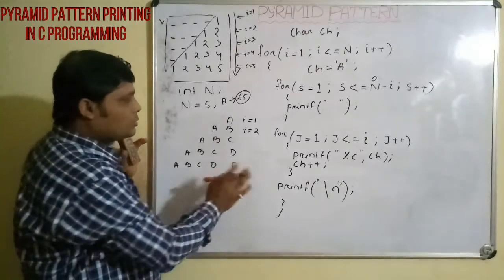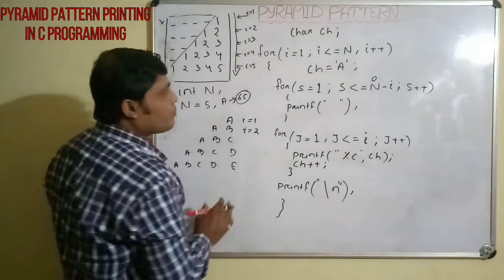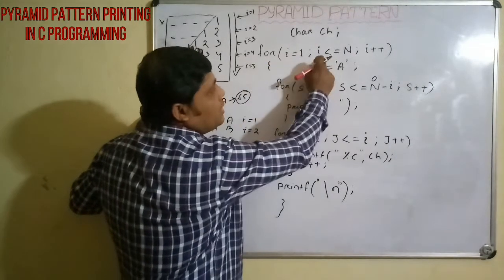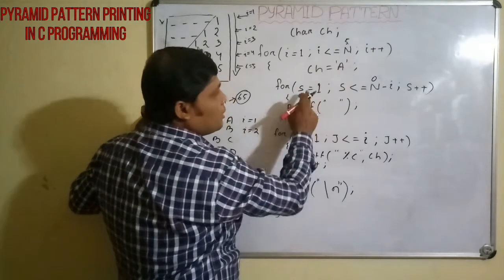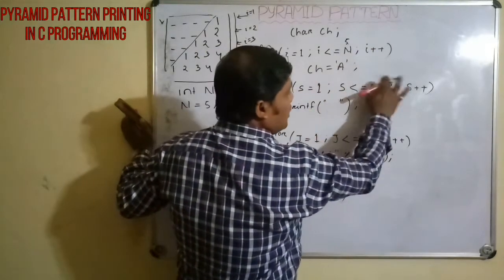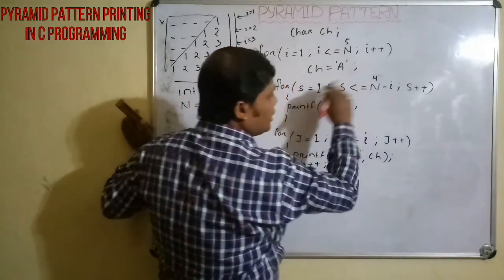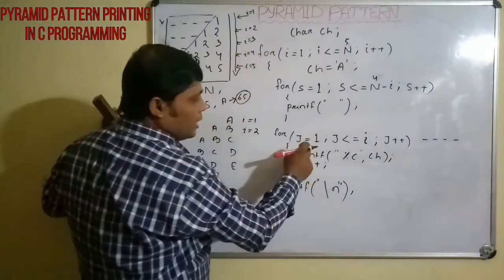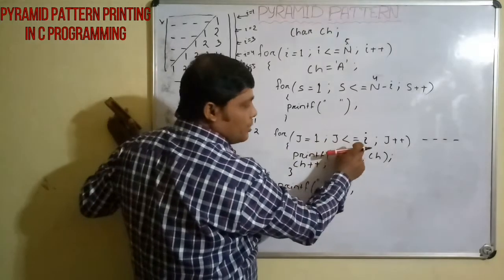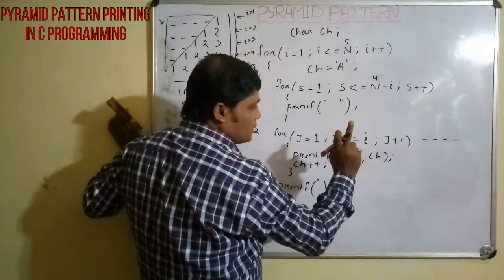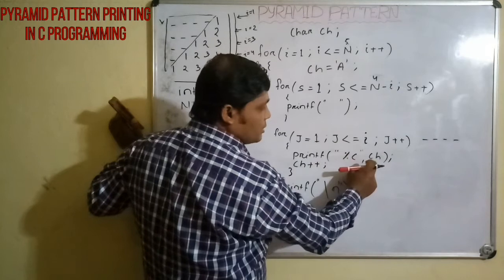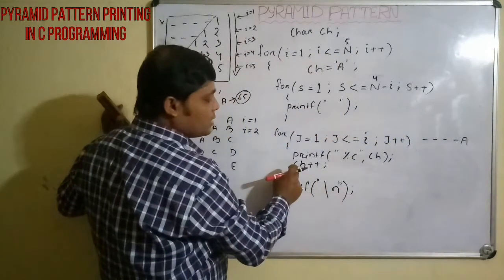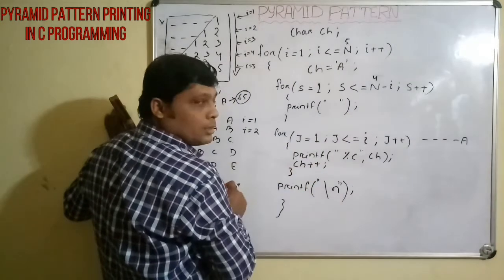Here. Now just see what it is printing. For I equal to 1, first time, I less than equal to, suppose this is 5. 5 minus 1, this is 4. It will continue for 4 times, it will give 4 spaces. Clear? Then j equal to 1, j less than equal to I means 1. So it will work for once. So it will print what? CH, that is A. Then CH plus plus, CH will be B.